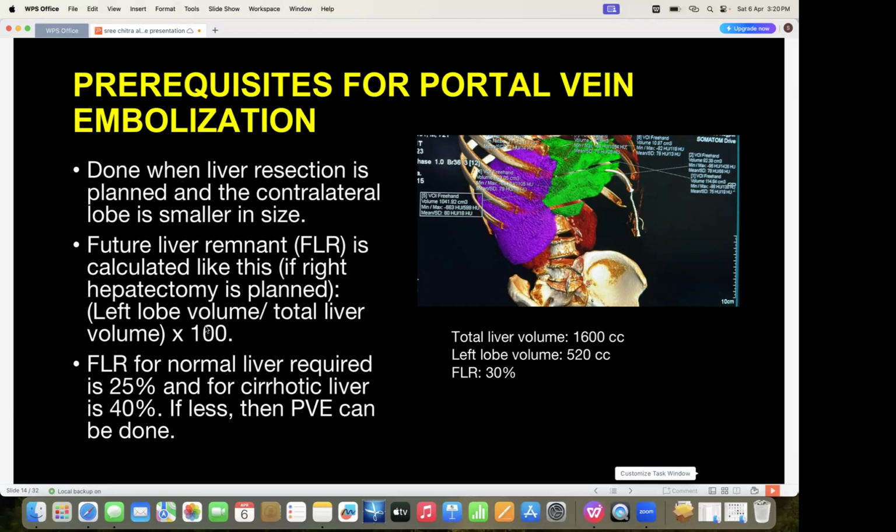Future liver remnant is calculated as the left lobe volume divided by total liver volume, times 100. And the future liver remnant for the normal liver is 25%. But for a cirrhotic liver, it is slightly on the higher side. It should be 40%. So if the left lobe volume is less than 25% for a normal liver or less than 40% for a cirrhotic liver, then portal vein embolization, right portal vein embolization to be specific, can be done.